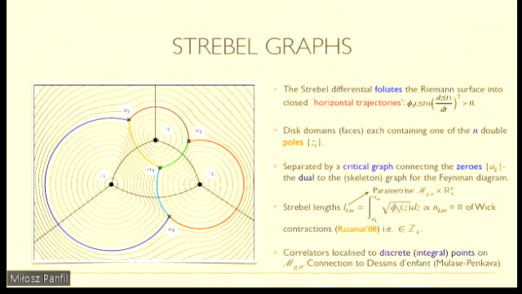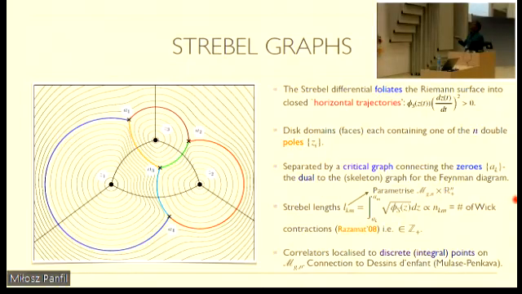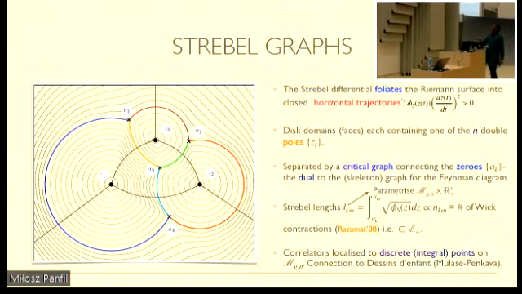So the Strebel lengths, as I'll show, may become clearer in the next picture. If you identify this Strebel foliation with the Strebel graph, with the dual to the Feynman graph, it's natural to associate the length to the number of bit contractions between the vertices. And in the simplest case, where the Strebel lengths are these integers, those correspond to very special points, discrete points on the moduli space, which actually do appear in the dessins d'enfants.